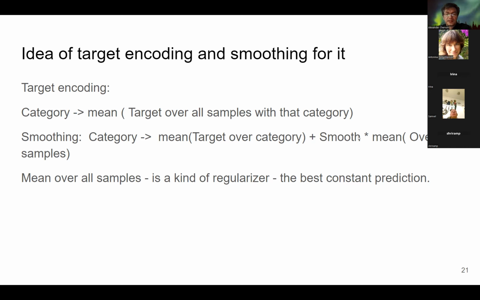If you put this smoothing very high, then this part will be almost neglected, and you will see only the part which doesn't depend on the category. That means this feature will be just a constant. And if a feature is a constant, the model cannot use it very well.